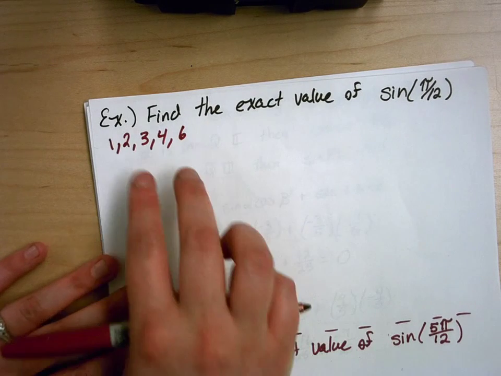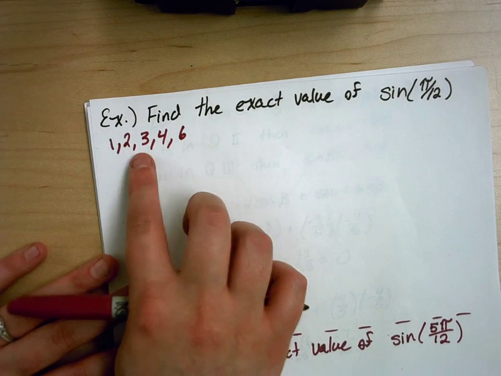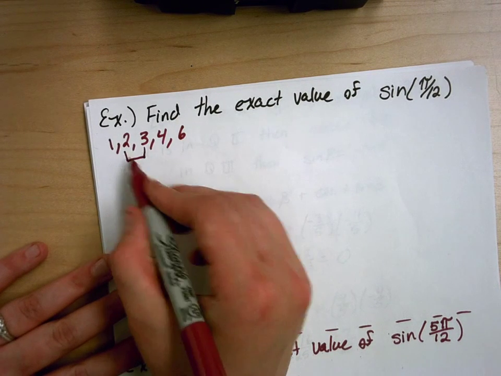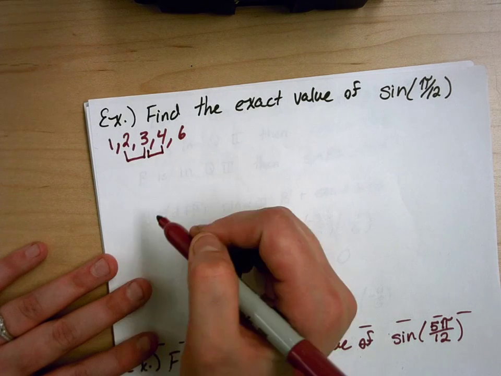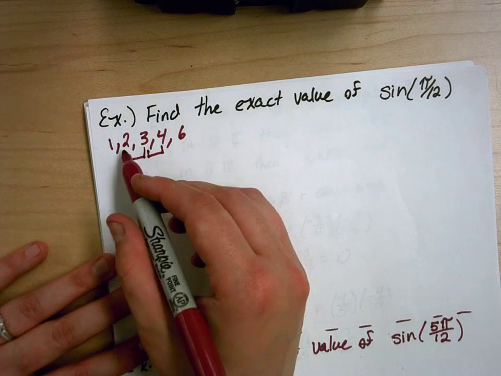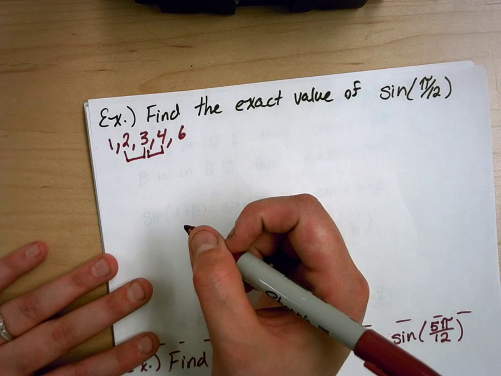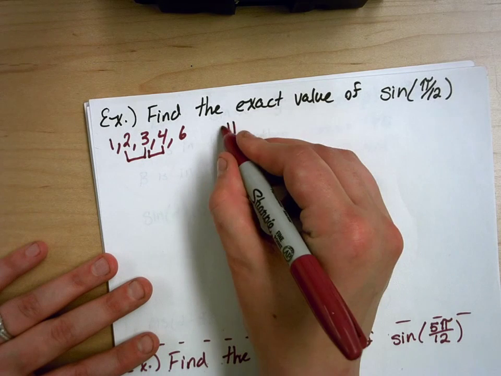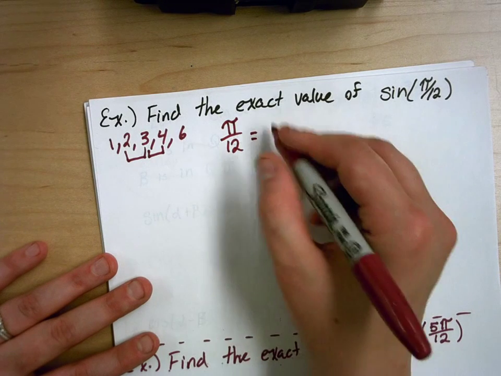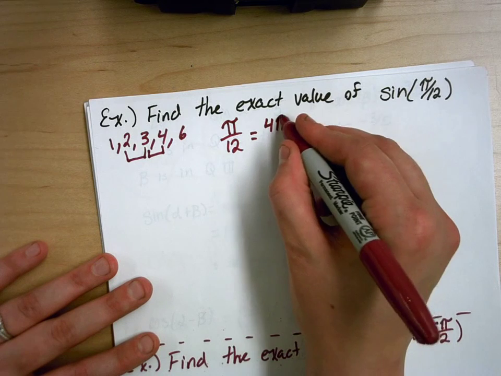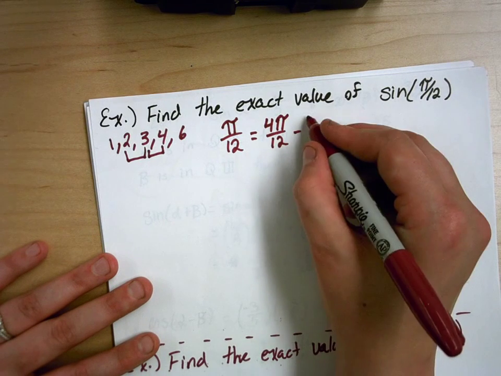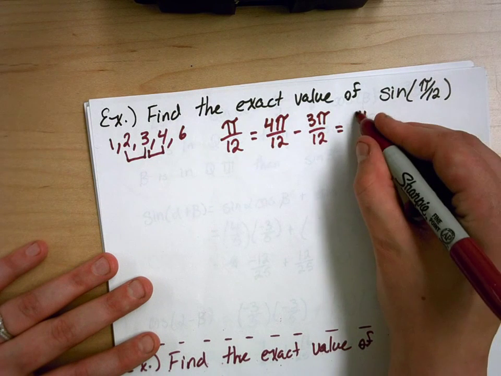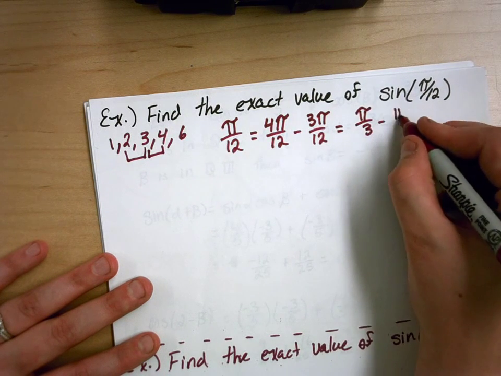Now I'm going to look and see which values of these subtract from each other to give me 1. And you're going to see why I do that in just a second. So I could either do 3 and 2, or I could do 3 and 1, or 3 and 4, sorry. Why wouldn't I do 2 and 1? Well, we'll see in a minute. That's not really going to get me anywhere. So I can rewrite pi over 12 as 4 pi over 12 minus 3 pi over 12. And that's going to give me pi over 3 minus pi over 4.